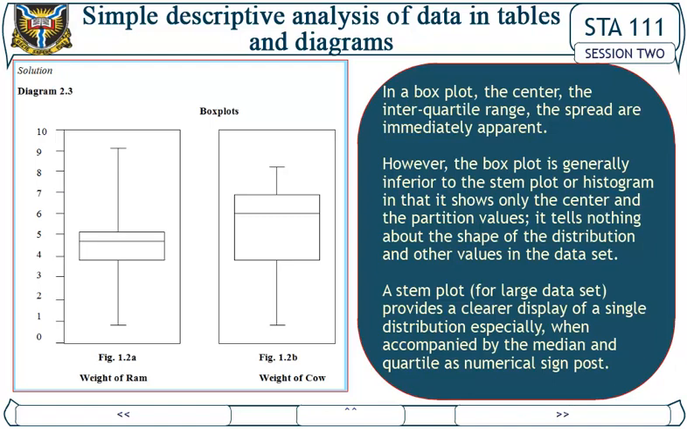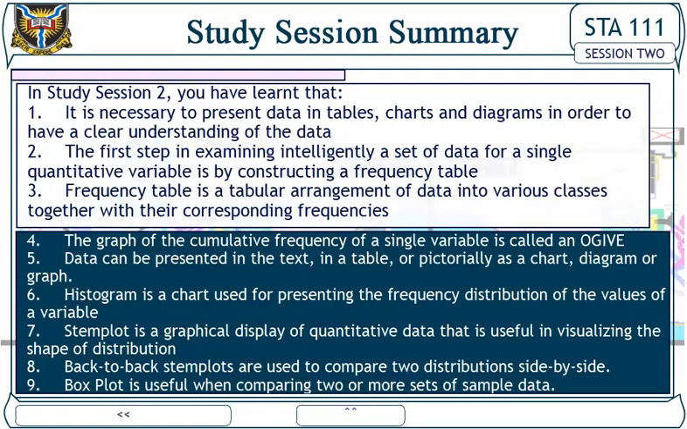However, the box plot is generally inferior to the stem plot or histogram in that it shows only the center and the partition values. It tells nothing about the shape of the distribution and other values in the data set. A stem plot for a large data set provides a clearer display of a single distribution, especially when accompanied by the median and quartiles as numerical signposts.